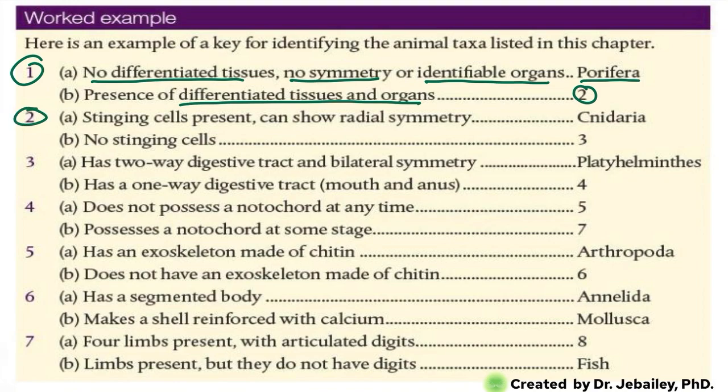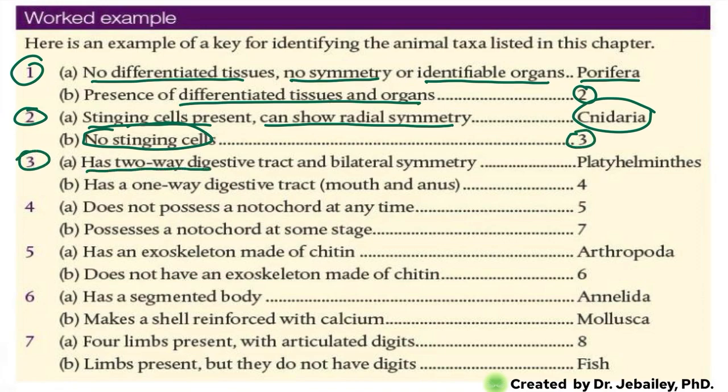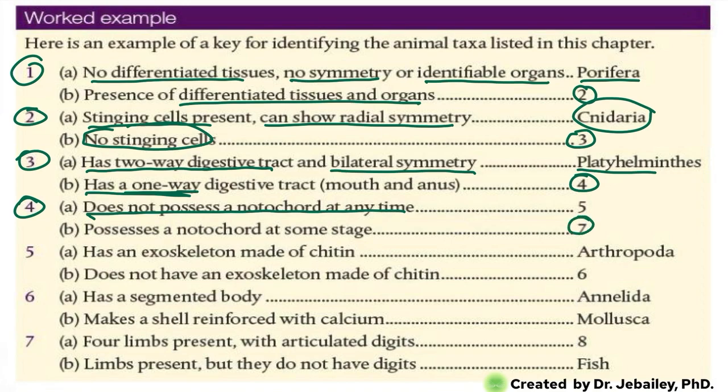Number 2: stinging cells present, can show radial symmetry. If it has those traits, then it's Cnidaria, but it doesn't have radial symmetry, nor does it have stinging cells. So because it has no stinging cells, it moves to 3. So it jumps to 3. Now, number 3: a 2-way digestive tract and bilateral symmetry. If it has that, then it's a platyhelminth, but it's not. It has a 1-way tract, which is a mouth and an anus, so it goes to number 4. So it gets to 4. Does not possess a notochord at any time, it goes to 5. If it does possess a notochord at some stage, it goes to 7. Well, here's where you need to know about the turtle.